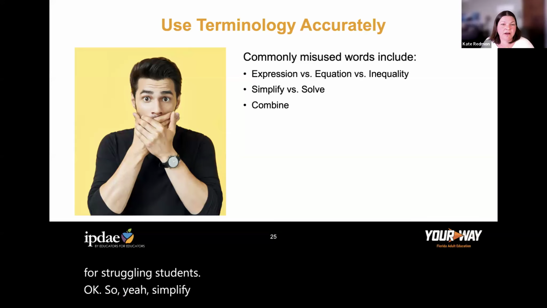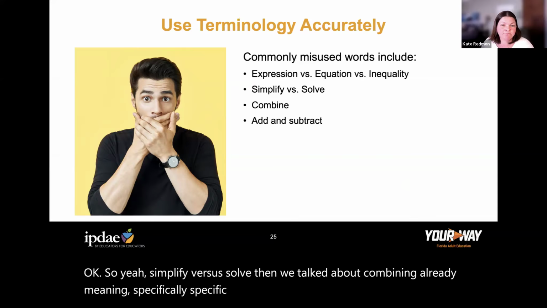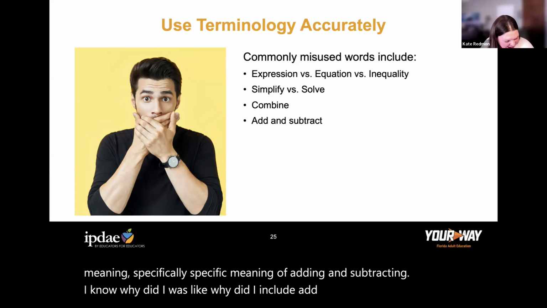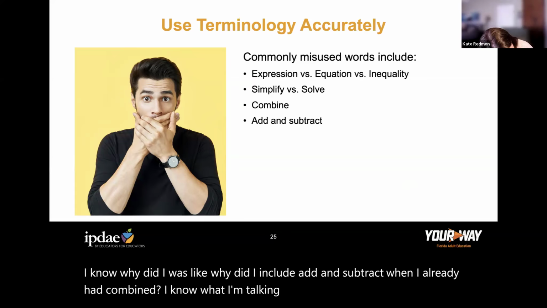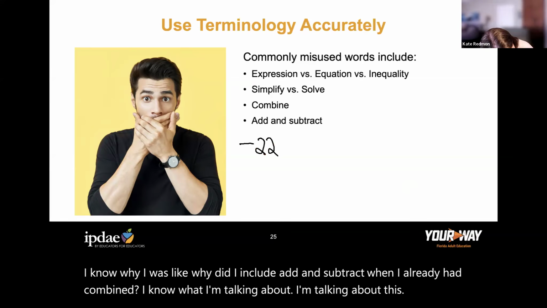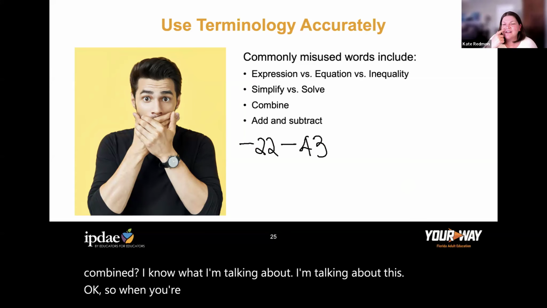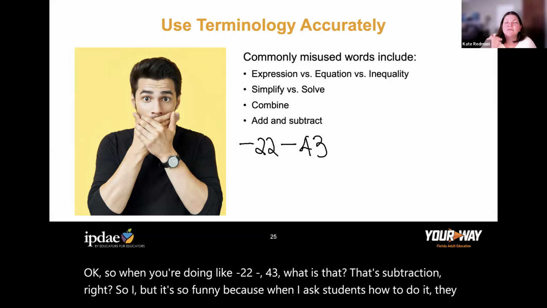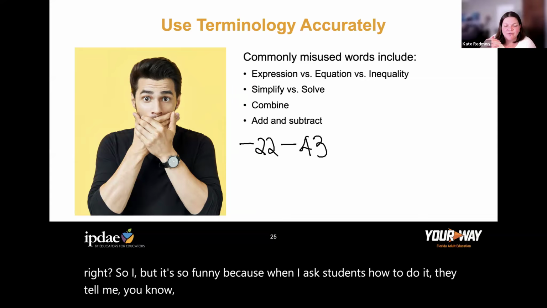Then we talked about combining already, meaning the specific meaning of adding and subtracting. I know. I was like, why did I include add and subtract when I already had combine? I know what I'm talking about. I'm talking about this. Okay. So when you're doing like negative 22 minus 43, what is that? That's subtraction, right? But it's so funny because when I ask students how to do it, they tell me... I'm sorry. You guys, I'm stumbling all over myself today.